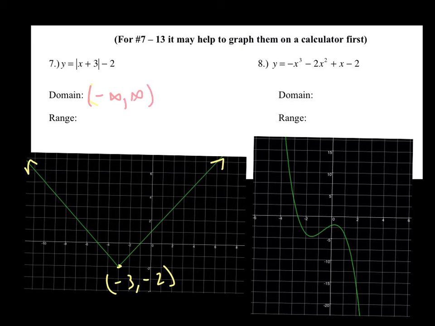Now range, from the lowest point to the highest point, the lowest point is going to be negative 2, and then from negative 2 up is going to be our range. So lowest point, negative 2, up to positive infinity.